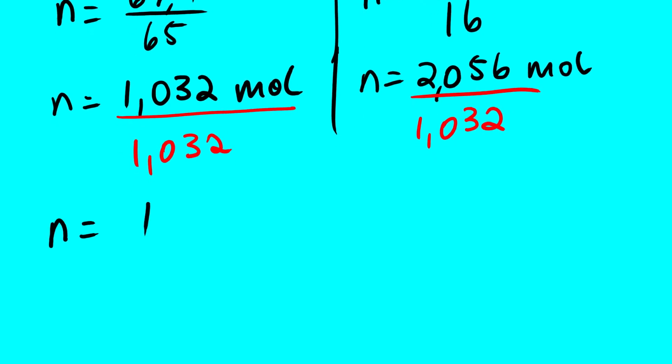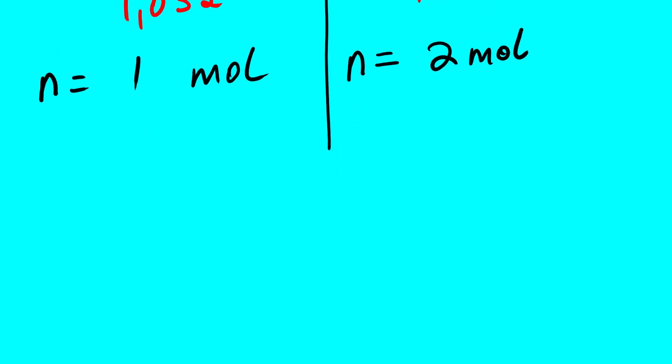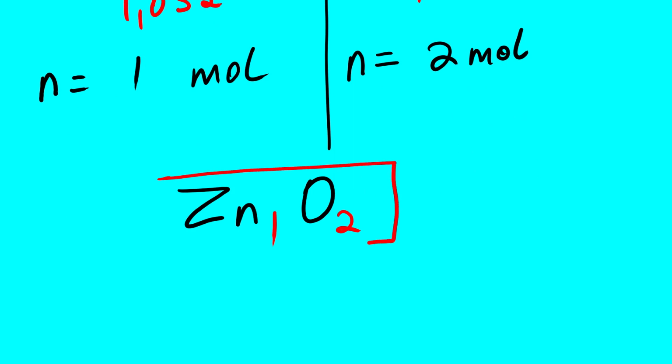We can see that the number of moles of zinc is the smallest, so we divide by it. So here we have 1 mole. Then this side, let me quickly punch 2.056 divided by 1.032. The answer is 2 mole. So the empirical formula contains zinc and oxygen. Zinc is 1, oxygen is 2. This is our answer.